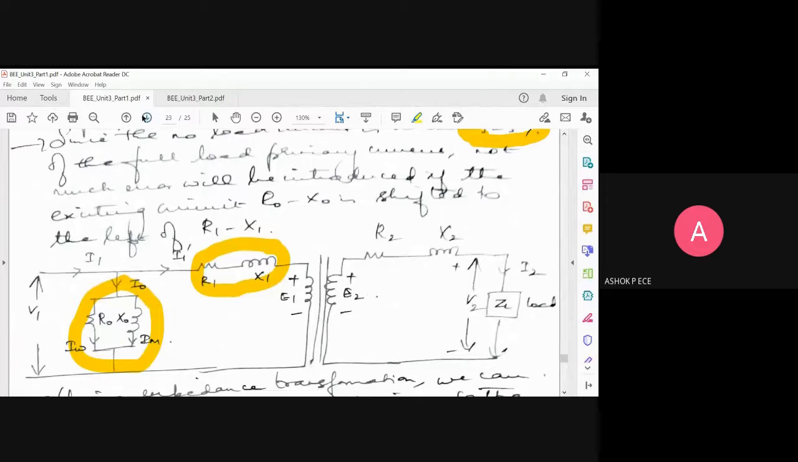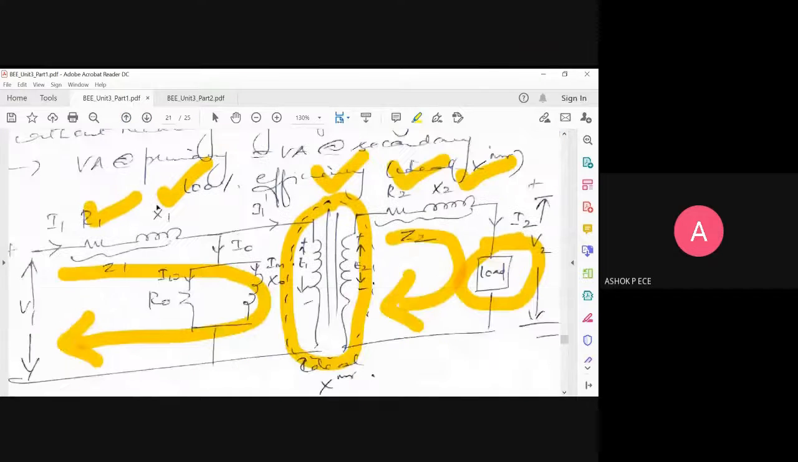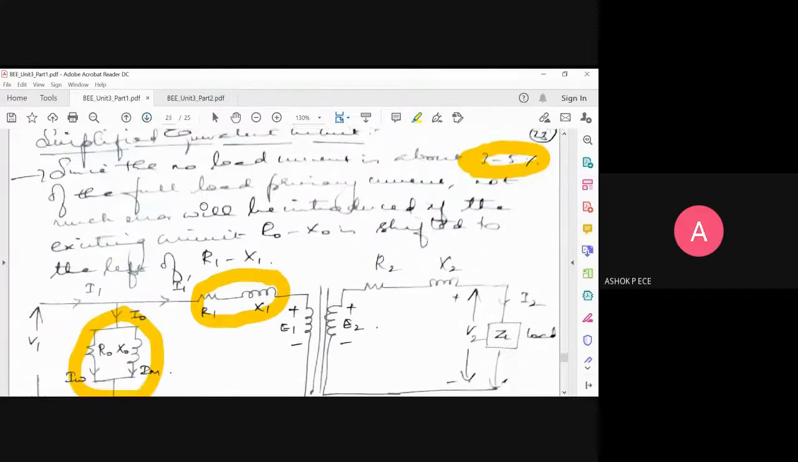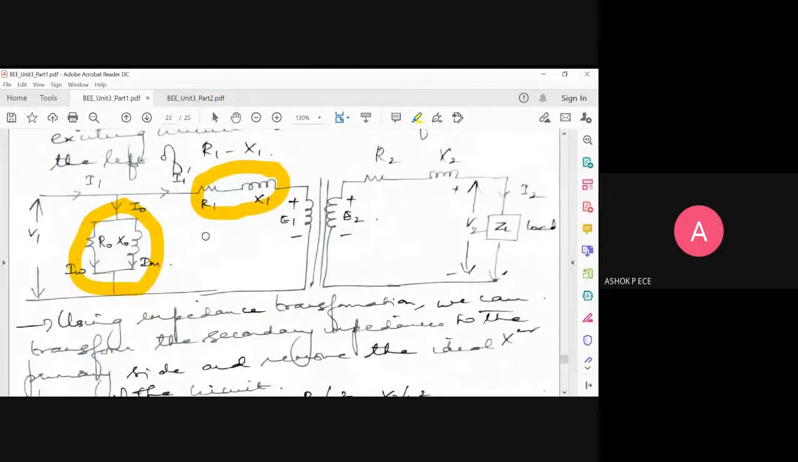See, original equivalent circuit I have shown you. This is the actual equivalent circuit of your transformer on load. Since analyzing the circuit is going to be difficult, I'm going to simplify the circuit by applying some approximations. The first approximation is the no load current approximation. The no load current is very, very small. So shifting this no load component here and shifting R1 X1 after that is not going to affect your circuit. That is the first thing.